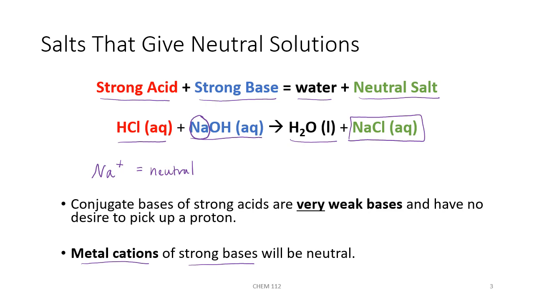The anion component of our salt, sodium chloride, is Cl-. The chloride anion is also neutral. Conjugate bases of strong acids are very, very weak bases. The chloride anion is a very weak base. It has no desire to go back and pick up a proton, so it doesn't. It just stays chloride anion, which is why it ends up being neutral.